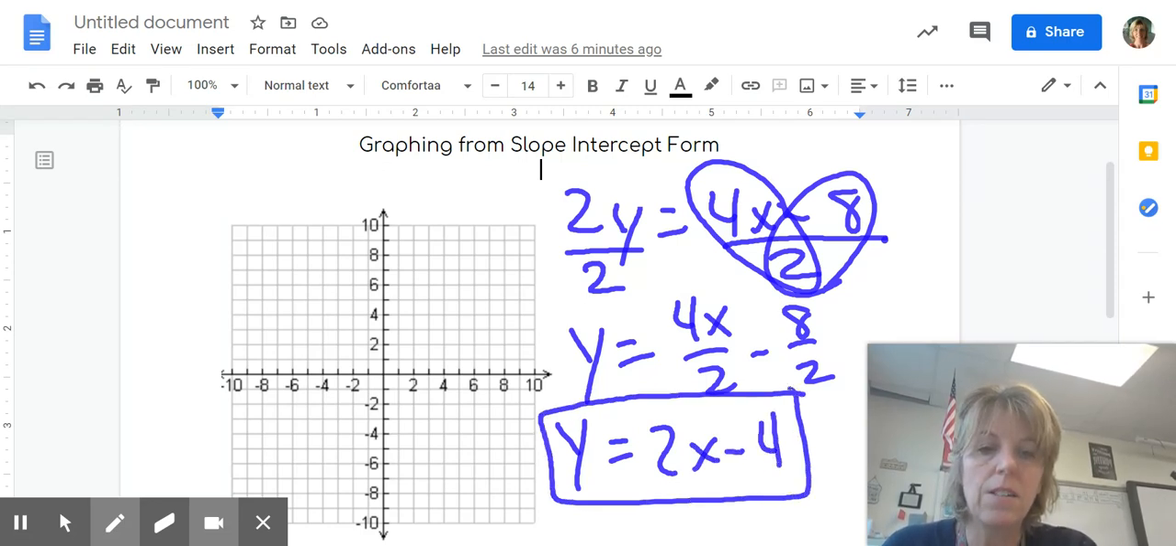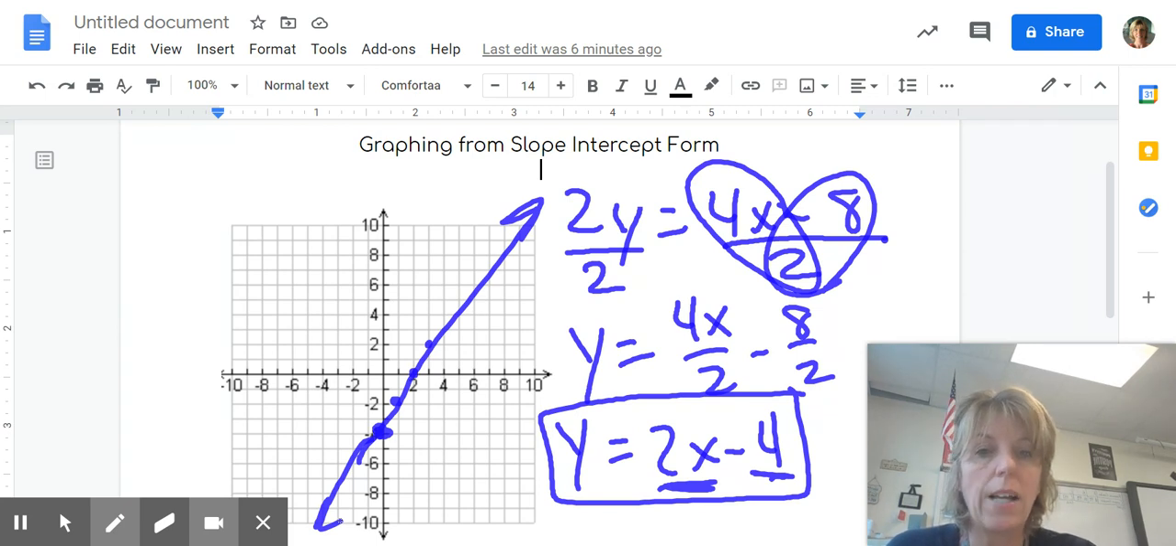This now is in slope-intercept form, and if it's in slope-intercept form, I can graph it. My y-intercept is negative 4. Plot that point. My slope is positive 2. So from here, I'm going to go up 2 over 1, up 2 over 1, up 2 over 1. So for these, I need to remember that I need it in slope-intercept form. I need it in that y equals and then everything else on the other side, having a coefficient, the variable x, and a constant on the other side.